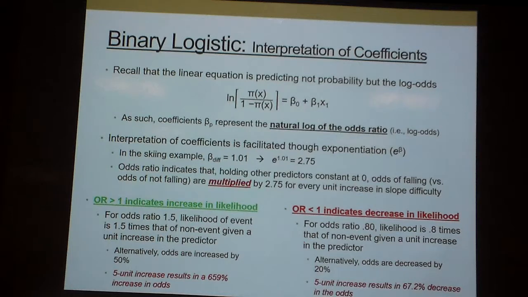What would we need to do if we thought that the odds of falling may change based on the impact of slope difficulty on the odds of falling? If we thought that would change depending on when we're talking about spring, autumn, or winter, what would we need to do? Judah.